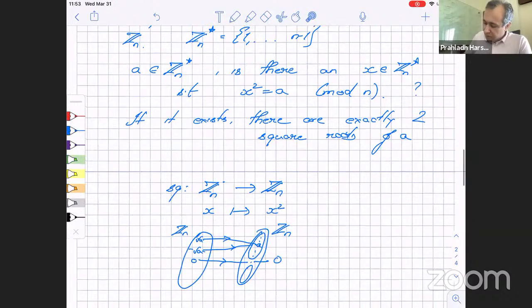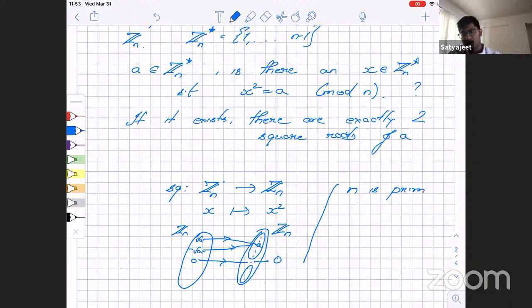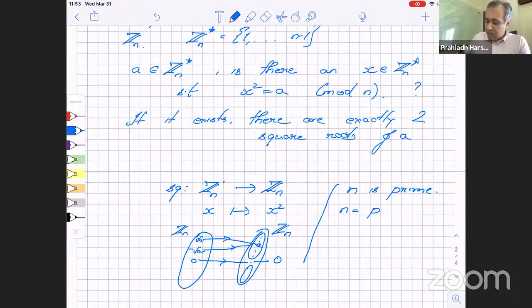So we are working with a special case. N is prime. I guess it will be odd. N is prime, so say N is P. What is the image of this function square? Rather, I just want the size of the image of the function square.